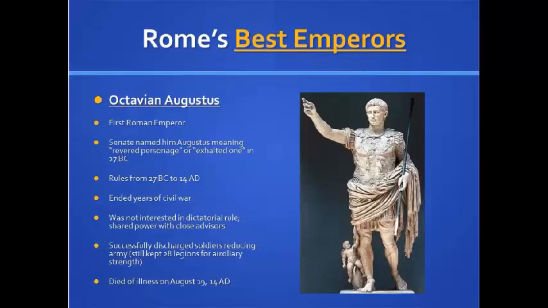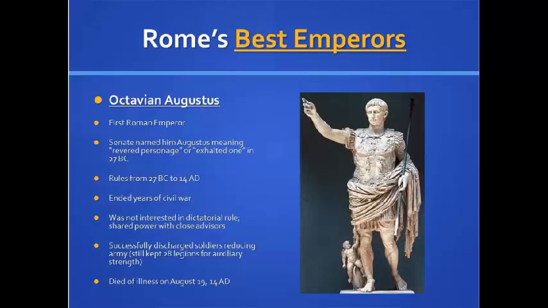Now we're going to briefly take a look at some of these Roman emperors that were considered the best by many accounts. So again, we're talking about Octavian here. Octavian was really considered the first true Roman emperor. He's the first one that had sole power that he didn't have to share with anybody else. The Senate named him Augustus, meaning revered personage or exalted one. He ruled from 27 BC to 14 AD, so he ruled for almost 30 years. This was the guy that was in charge during the beginnings of Jesus Christ, incidentally.